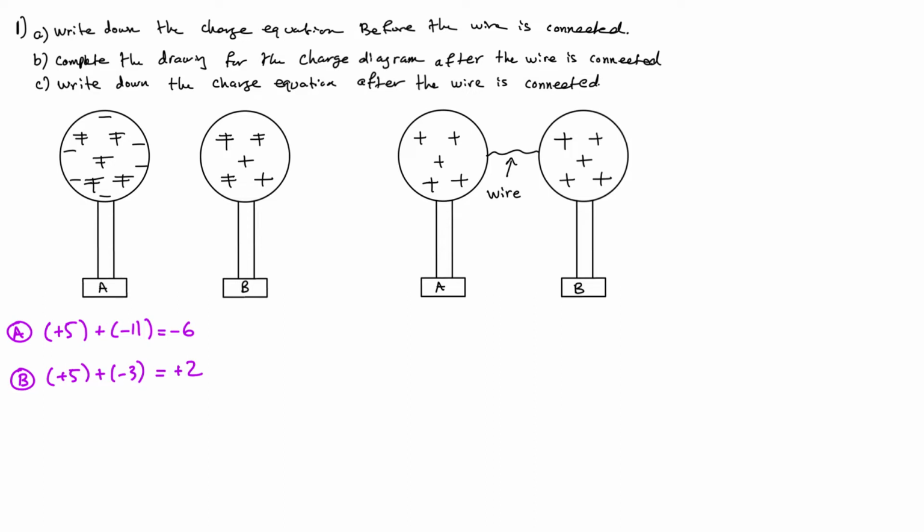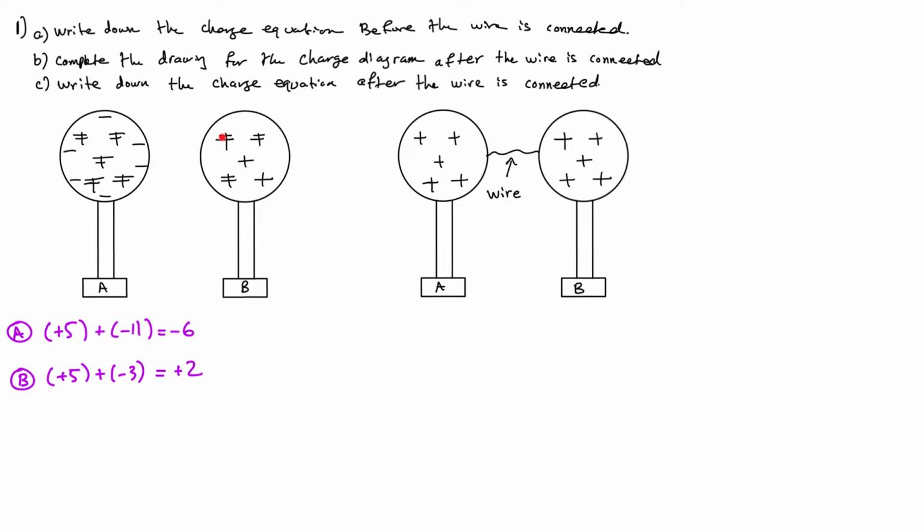After connecting the wires, things are going to happen. So complete the drawing for the charge diagram after the wire is connected and write down the charge equation. What's going to happen after we connect the wire is that the charges from here, the negative 6, are very unhappy. So they're going to start moving. The charge over here is going to start going through the wire, and as soon as it goes through the wire, because there's an infinite number of electrons here, one group of charges is going to move in this direction, and another group is going to go here and get stuck to these ones.